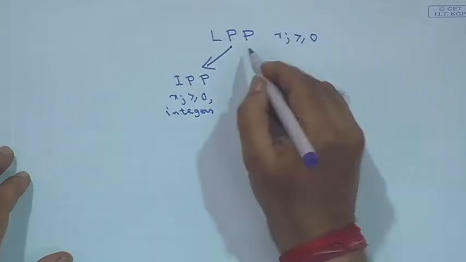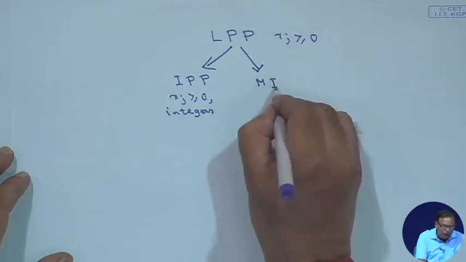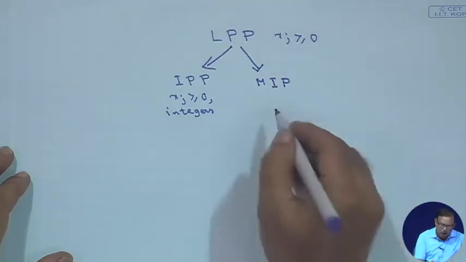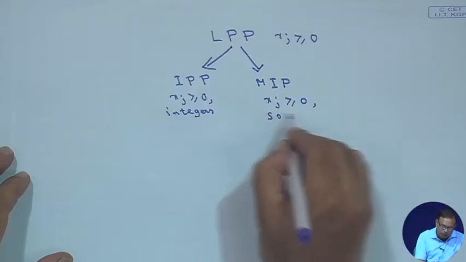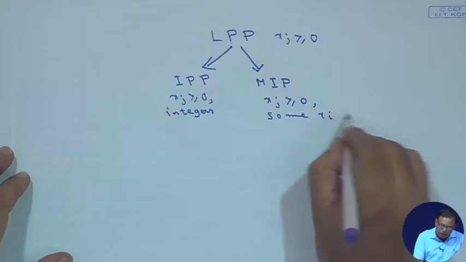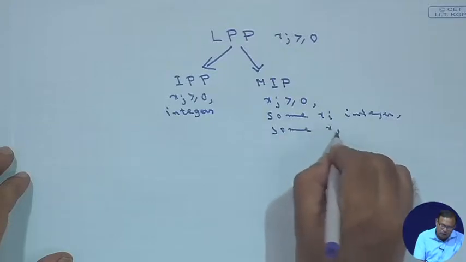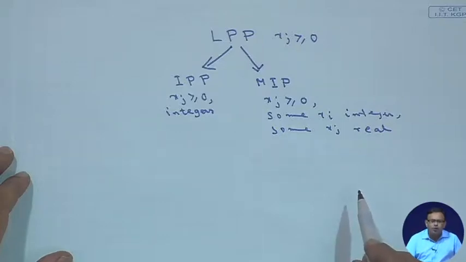Now, another type of problem which may come is what we call MIP, the mixed integer programming problem. Here also your x j will be greater than or equal to 0, but some x j will be integer and some x j are real values. That means here x j can take either an integer value or a real value. This type of problem we call the mixed integer programming problem.